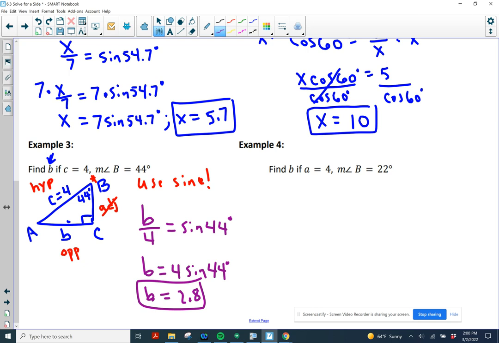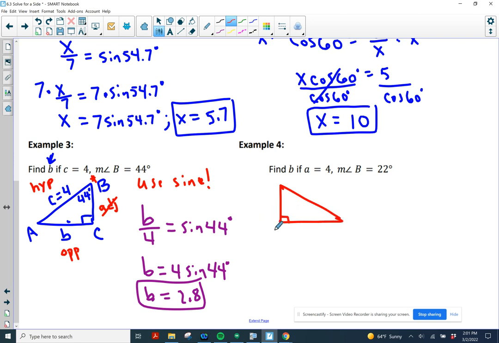Right. Keep in mind that the legs should always be smaller than the hypotenuse. If you get something bigger than 4 for one of the legs, we've done something wrong. Right. All right, the next question, we're going to have to draw a triangle again. We have no triangle drawn, so I'm going to draw a triangle.